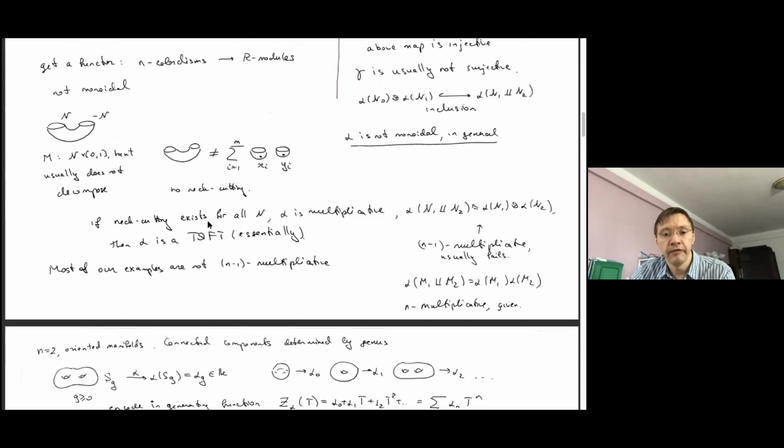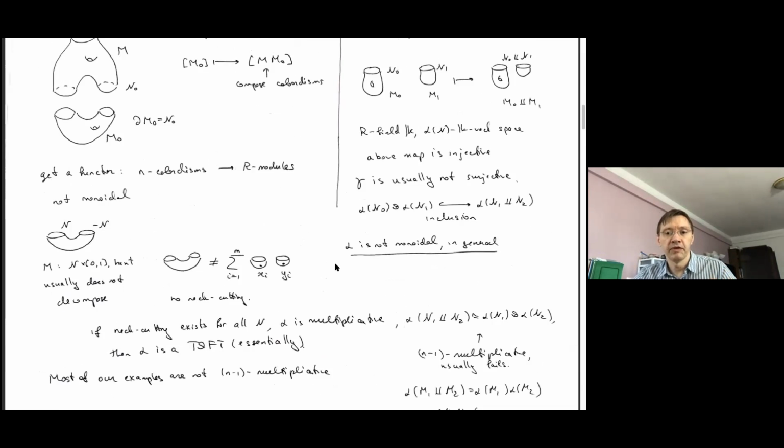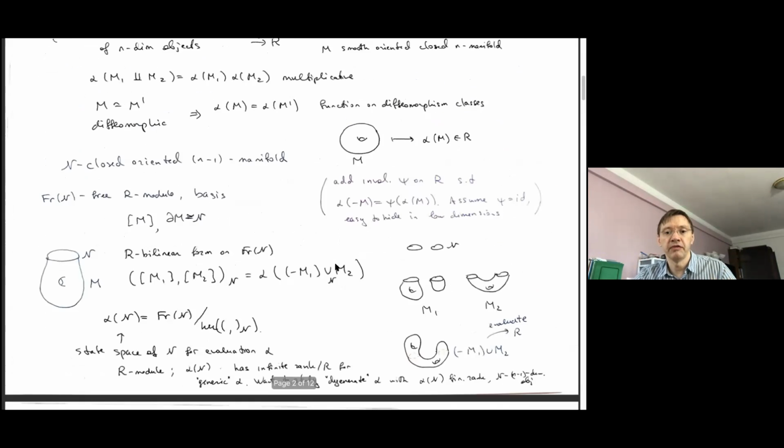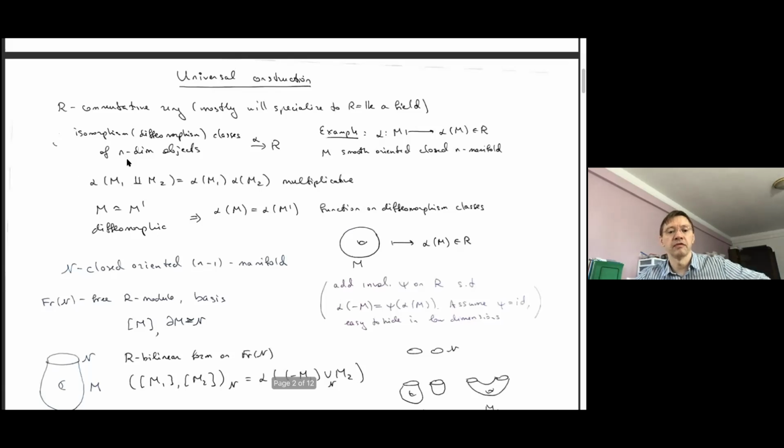And if occasionally it works, then we say that alpha is multiplicative, call it maybe n-1 multiplicative. So alpha of the disjoint union is the tensor product of alphas on the level of state spaces. And this is n-1 multiplicative. And we always require multiplicativity on the previous level. So the invariants, the numbers we assign, are multiplicative, but usually not the vector spaces, usually not the state spaces for n-1 manifolds.